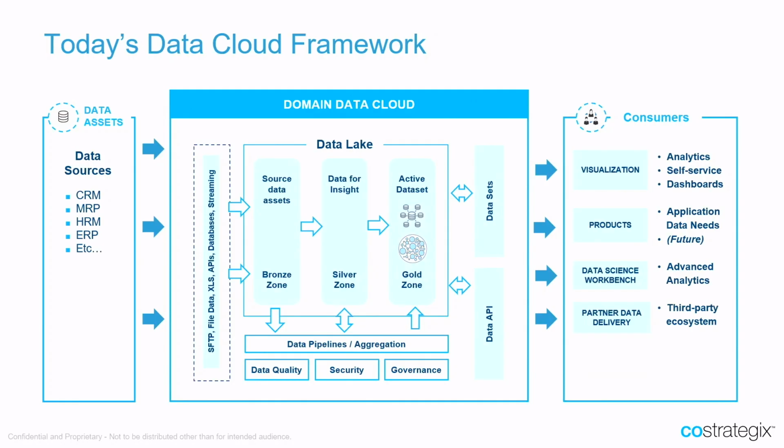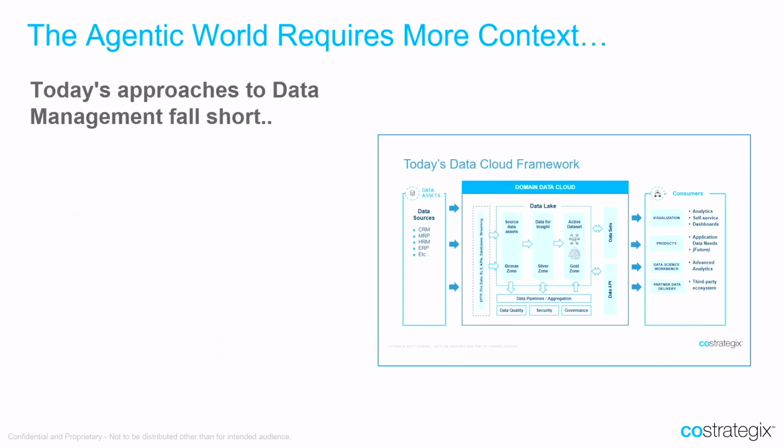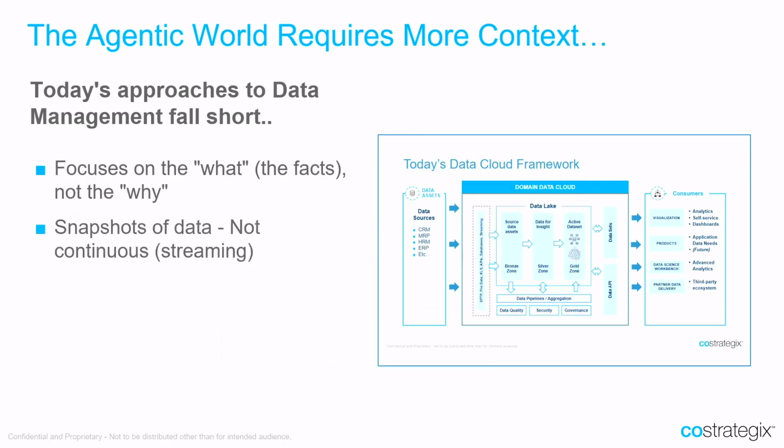The agentic world requires more context, and where this falls short is that it focuses on the facts, the data itself, and not really the why. It's also acting on snapshots of data. It's not continuous in nature, because for a dashboard or insights, it was acceptable to ingest data once every night. That's not enough for your agents. They need up-to-date information if they have to be autonomous and act on it. And it's not primed for agentic consumption, so there's a whole context that's missing.